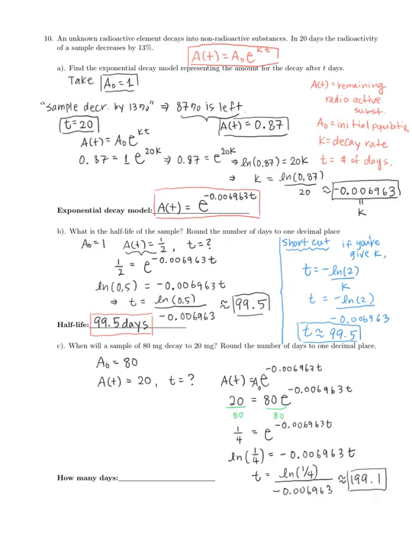So how many days is it going to take for 80 milligrams to decay to 20 milligrams? It's going to be about 199.1 days. Make sure that this is bigger than the half-life. Anyways, here's the answer. Okay, so I think we're done here.